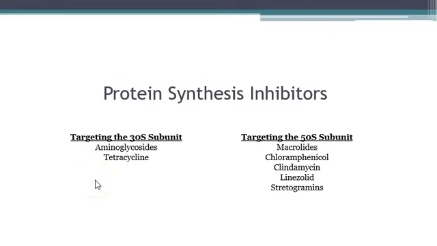This lecture is going to focus on differentiating some of the drugs that are in the category of protein synthesis inhibitors. We can further subdivide them into drugs that target the 30S ribosomal subunit, and those are aminoglycosides and tetracycline, versus those drugs that target the 50S ribosomal subunit: macrolides, chloramphenicol, clindamycin, linezolid, and the streptogramins.